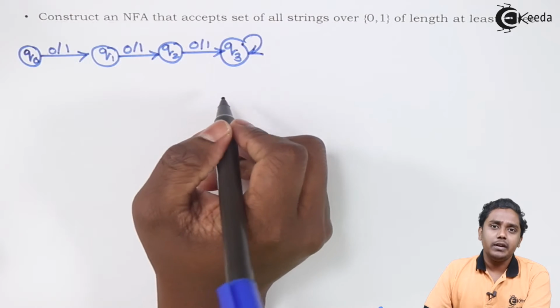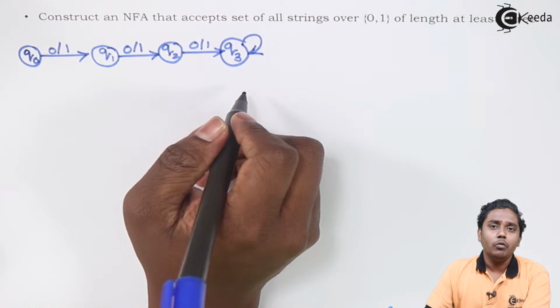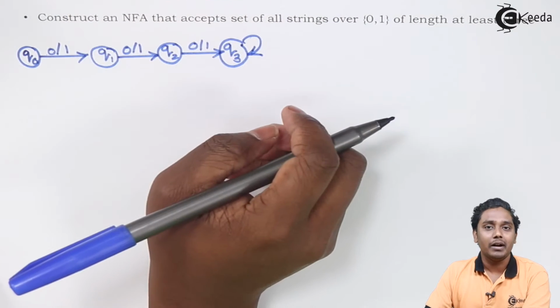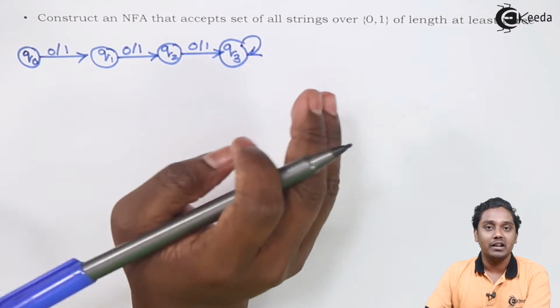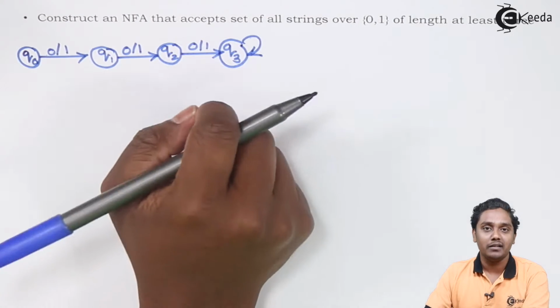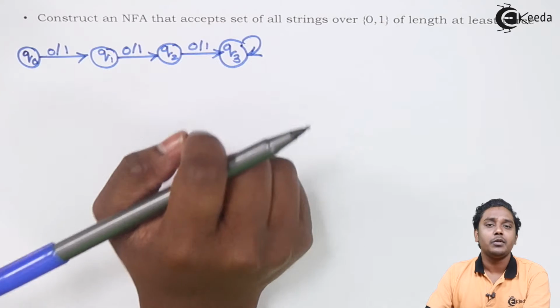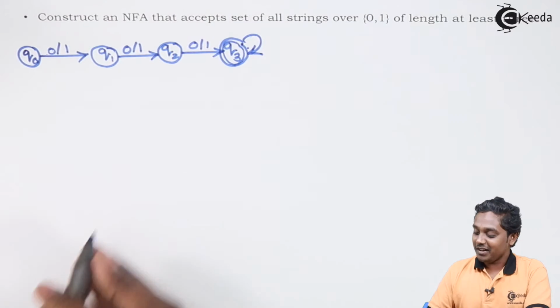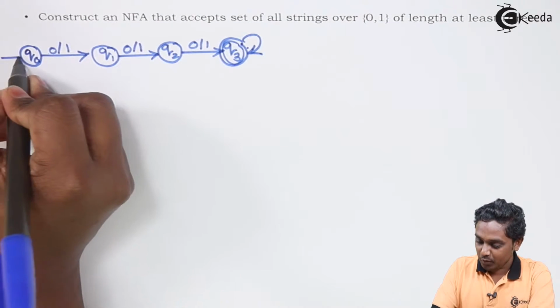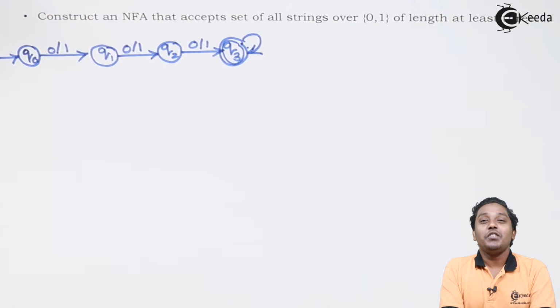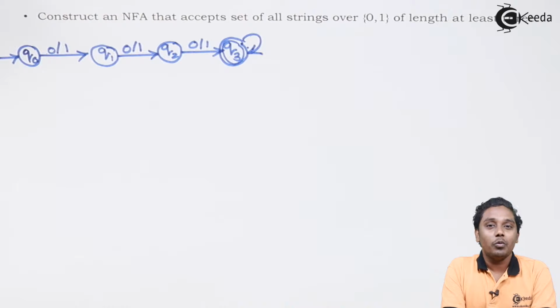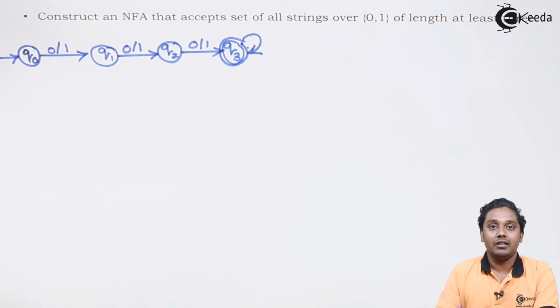Now on state Q3 we have already seen 3 symbols. Whether it is a 0 or a 1, it doesn't matter, we have already seen a length of at least 3. So Q3 is going to be the final state, and all the transitions from Q3 will be to itself, marking Q3 as the final state and Q0 as the initial state. You see here that this NFA will accept strings of length 3 or more. Any string, like for example 1 1 1 1, will be accepted. Any string having length less than 3, let's say 1 1 or 1 0, will be rejected.